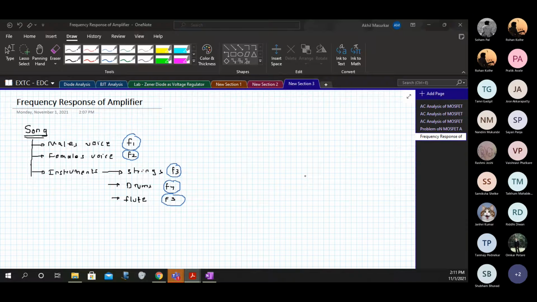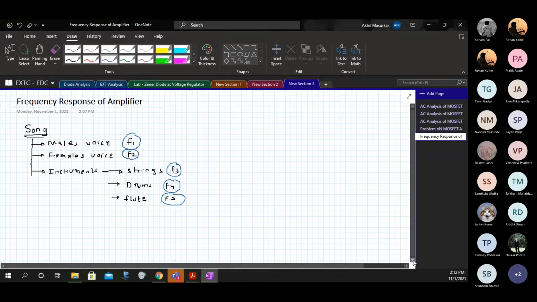We don't want something like this: when I increase the volume, only the female's voice gets amplified and the male's voice does not. The song will seem very weird to our ears. So all this can be controlled by studying the frequency response of the amplifier. If you want to be an engineer at Bose or something, the companies which manufacture very high quality speakers and sound systems, you need to be extremely good at the frequency response of amplifiers.